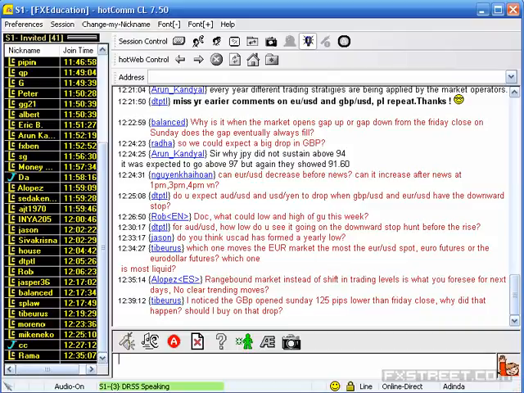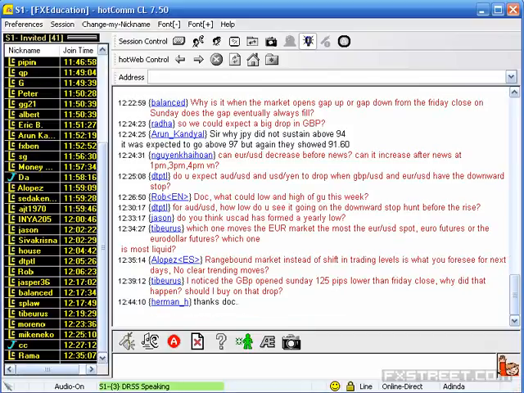Then notice that GBP opened Sunday 125 pips lower than Friday close. Why did that happen? Should I buy on that drop? Yes, obviously you can buy on that drop. And see, as soon as you buy, if you think that you have to get immediately the profit, then what you have to do is follow the trading strategy that when they had dropped about 125 pips, then obviously see the next session whether they are dropping further down. And the three levels of drop, because this is an extended move, extended downward move, there will be always three levels of drop.